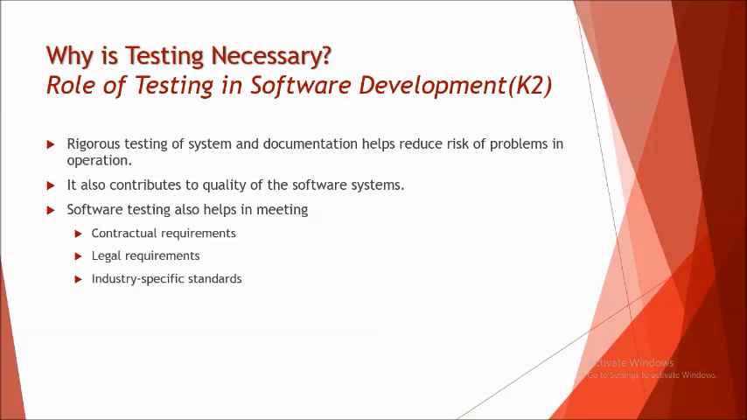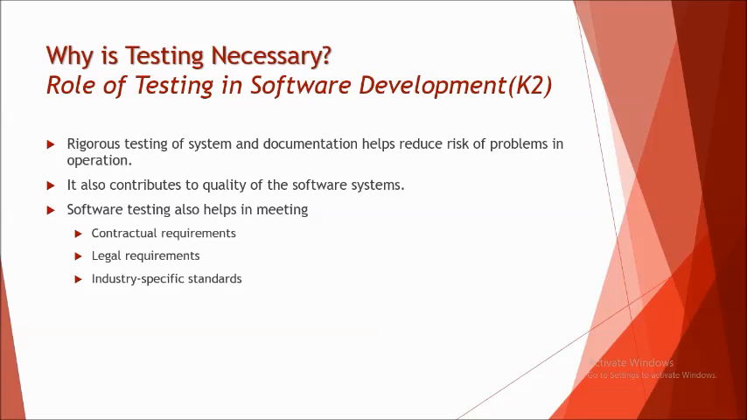We also say that, to some extent, rigorous testing of the systems and documentation can help you reduce the risk of problems in operation. Rigorous testing is where you go with tight guidelines, strict entry and exit criteria, and probably try all possible combinations of a particular scenario. We do say that exhaustive testing, where you try to create all possible combinations, is impossible.